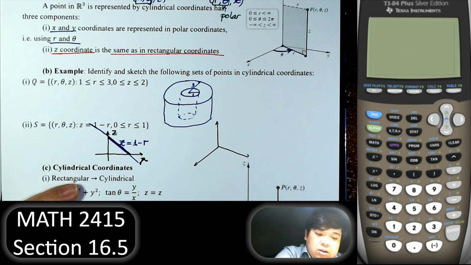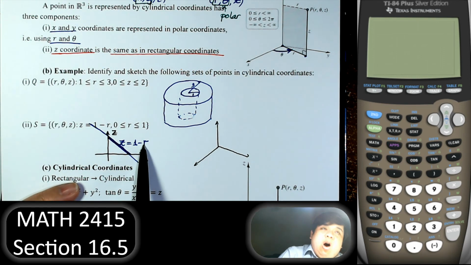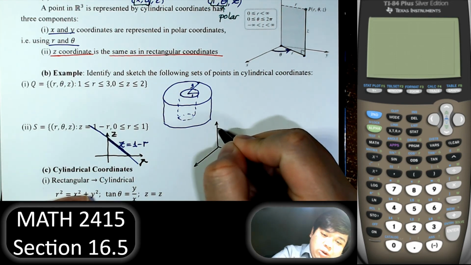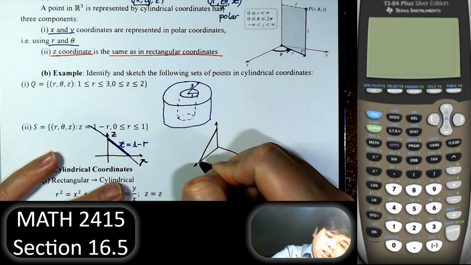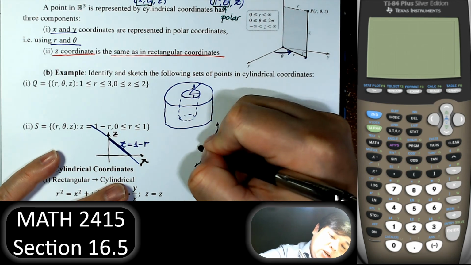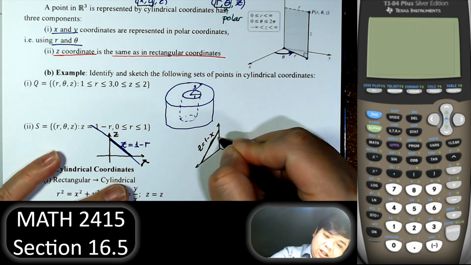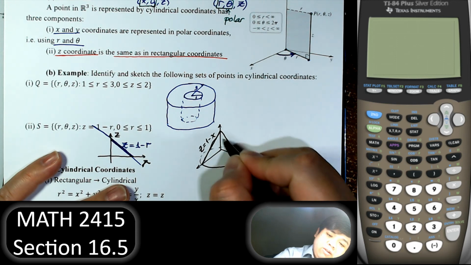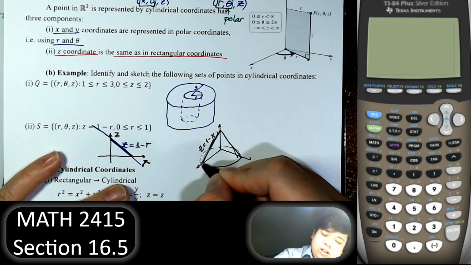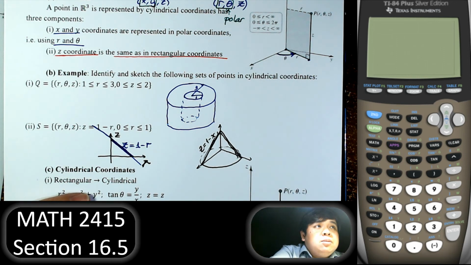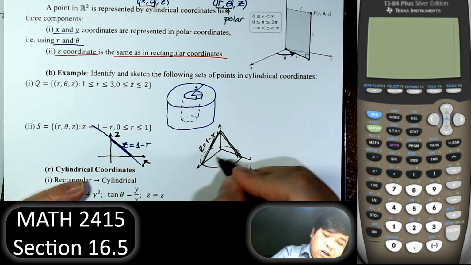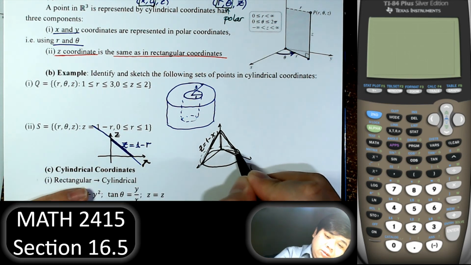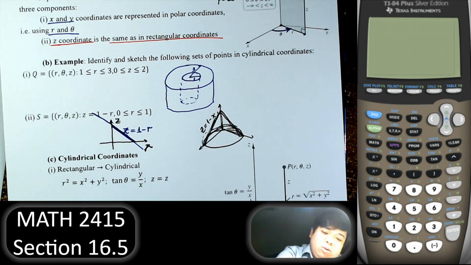Z equal to 1 minus r. But r is not really the x-axis or the y-axis, so it could go around and around. So actually we will have z to the x-axis. In this case we have z equal to 1 minus x, and z equal to 1 minus y, and then we trace a circle. So what we have here is a cone. It is a cone with radius 1 and height 1.